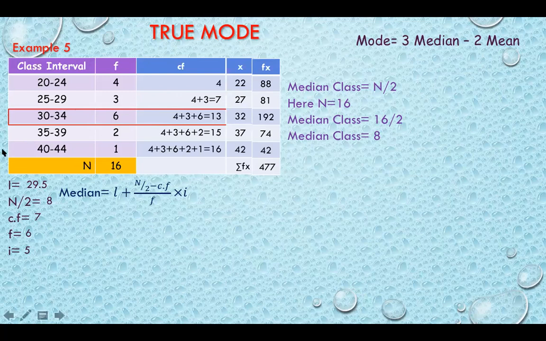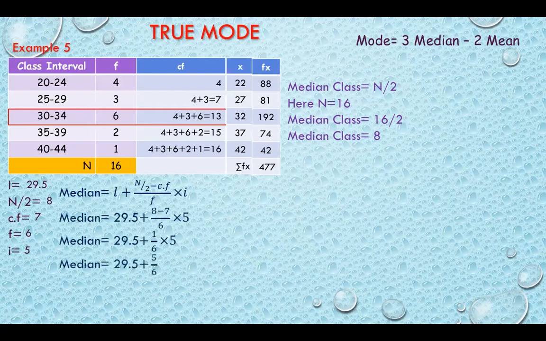Median has the formula L plus (n divided by 2 minus CF) divided by f multiplied by h. Go through previous videos. Now we have all of these, and we will substitute them into this formula. Calculate the median. Go on calculating. You get the median of this class as 30.2.